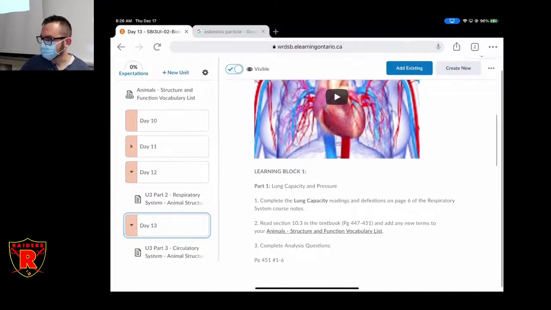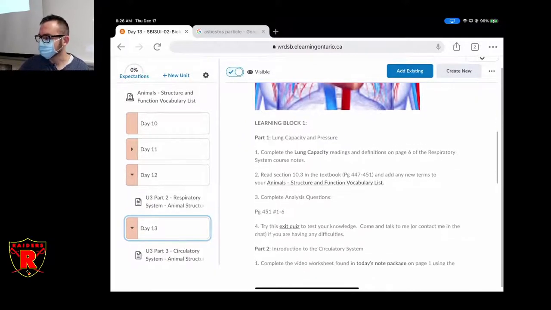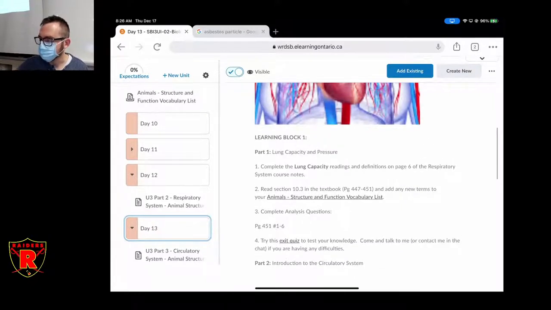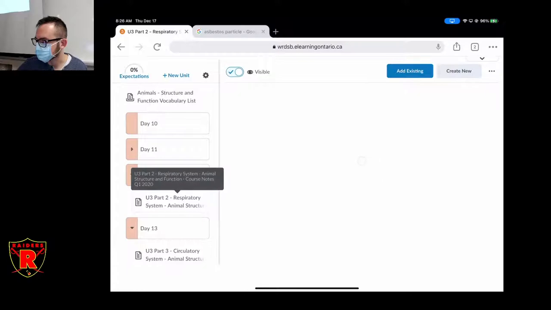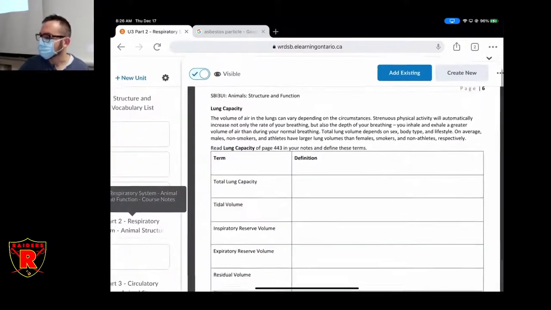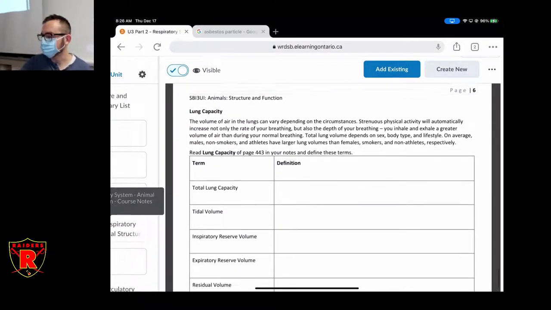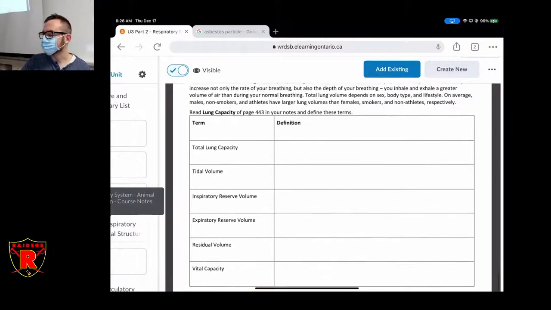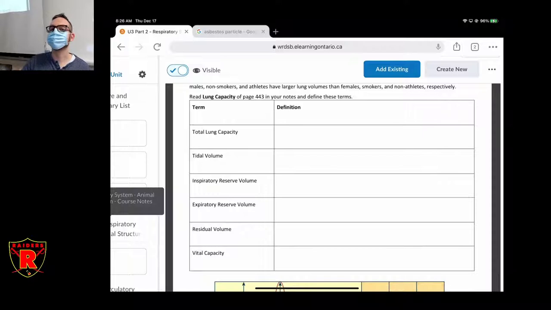Okay, so in learning block one, the first thing you're going to do is finish off the notes package from respiration. The only part that we didn't do was the very last page of the respiratory system booklet, which is down here. This is all about lung capacity. You're going to do this on your own. You use page 443 in your textbook for this. Essentially, these are the different ways that you can measure the amount of air that is in your lungs.